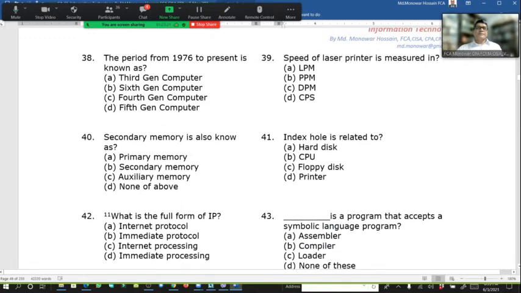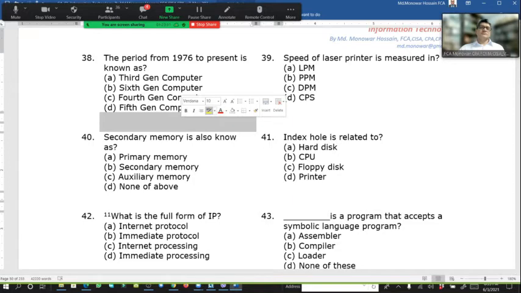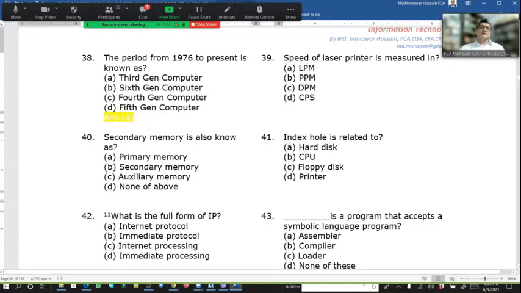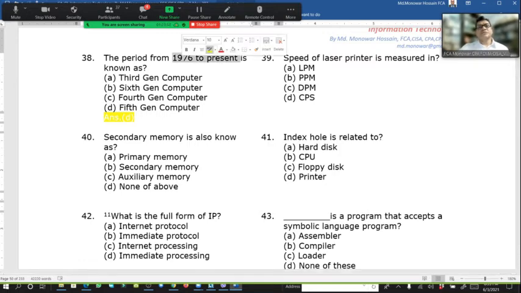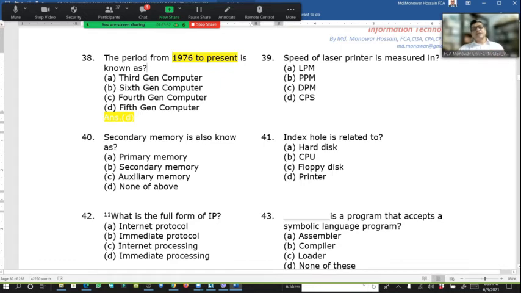So here the period from 1976 to present is known as which generation of computer? Third generation? Fifth generation? The answer is saying fifth generation, because fifth generation is just now. Look, here it is the present. So present means fifth generation.